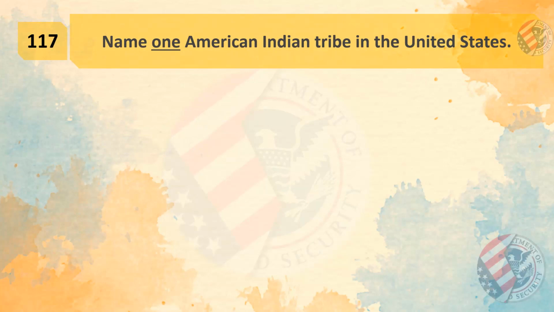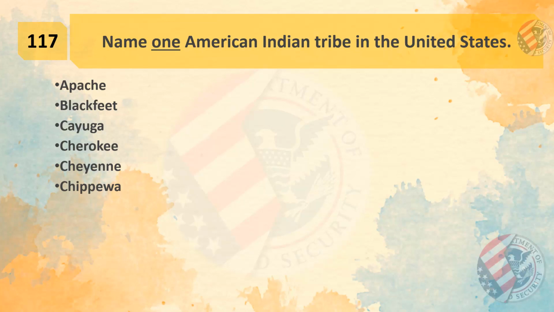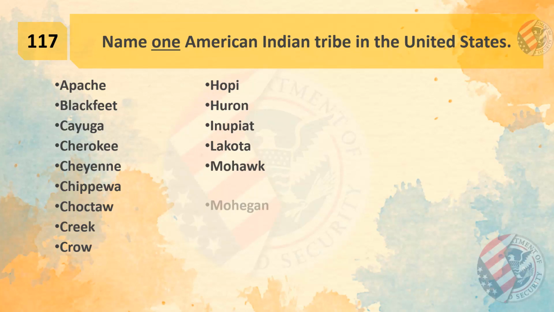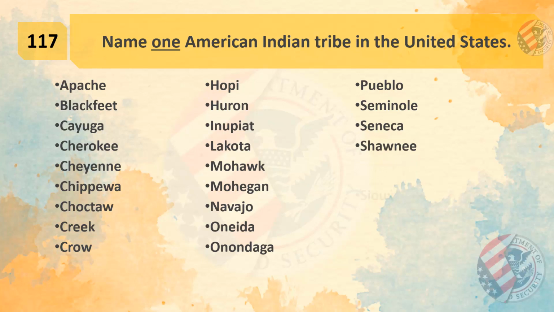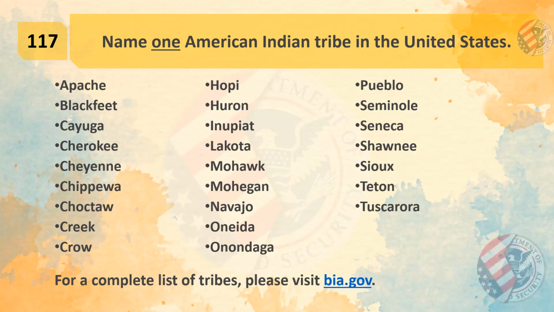Name one American Indian tribe in the United States. Apache, Blackfeet, Cayuga, Cherokee, Cheyenne, Chippewa, Choctaw, Creek, Crow, Hopi, Huron, Inupiat, Lakota, Mohawk, Mohican, Navajo, Oneida, Onondaga, Pueblo, Seminole, Seneca, Shawnee, Sioux, Teton, Tuscarora. For a complete list of tribes, please visit BIA.gov.